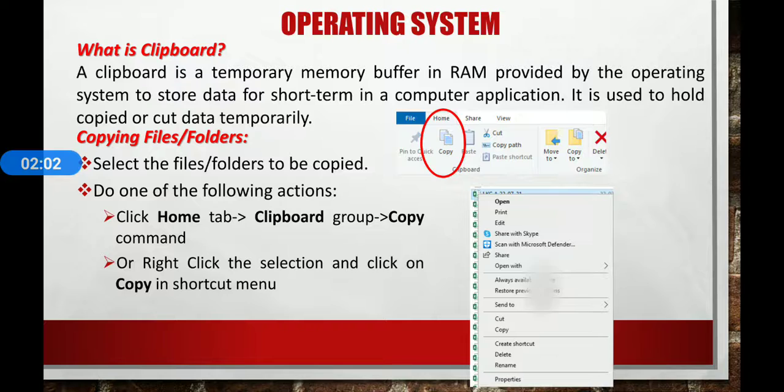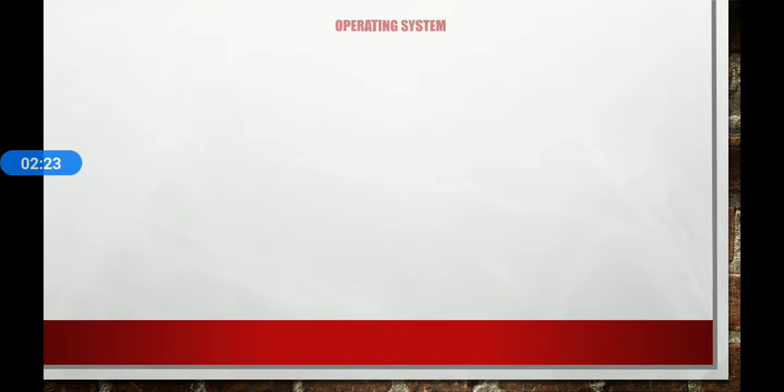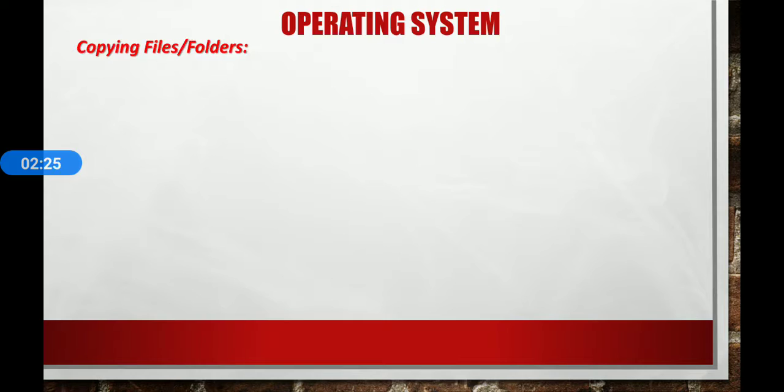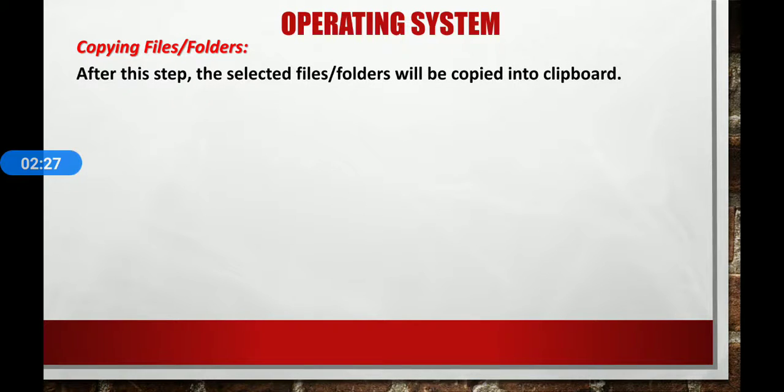Or just right click on that file or folder and select the Copy option from the shortcut menu, or simply select the item and press Ctrl C to copy. After this step, the selected file or folder will be copied into the clipboard.